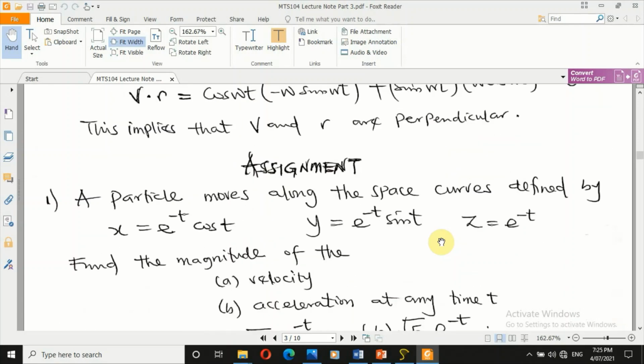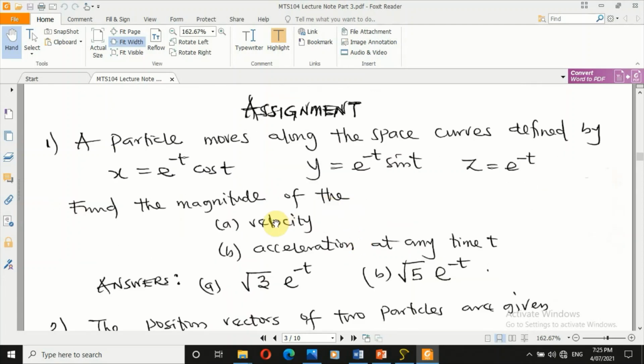So let's look at this assignment. A particle moves along the space curve defined by x equals exponential minus t cos t, y equals exponential minus t sin t, and z equals minus t. We are asked to find the magnitude of the velocity. If you work it out, this will be the magnitude of the velocity. Do you know how to do that? That is the square root of the bracket dx/dt squared plus the bracket dy/dt squared plus the bracket dz/dt squared.